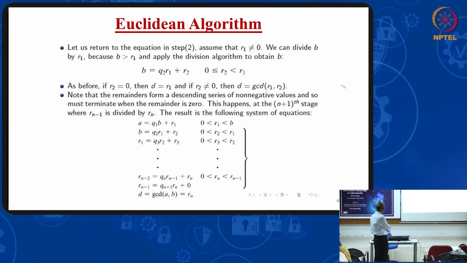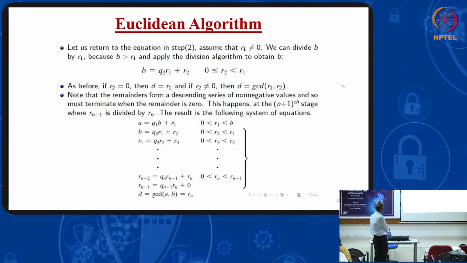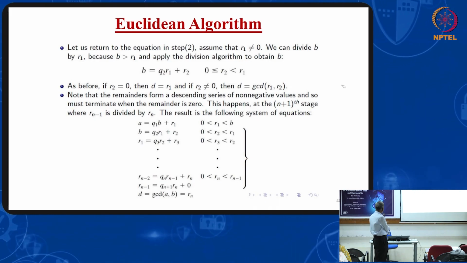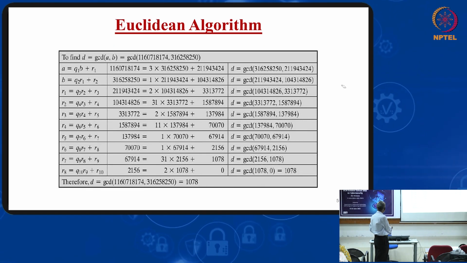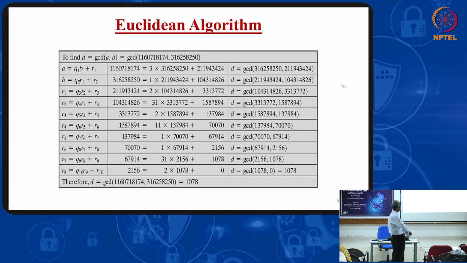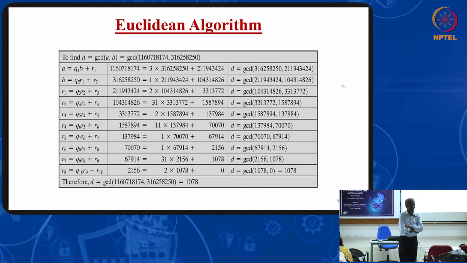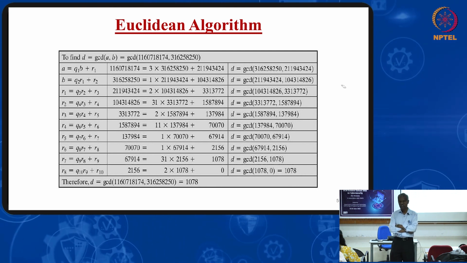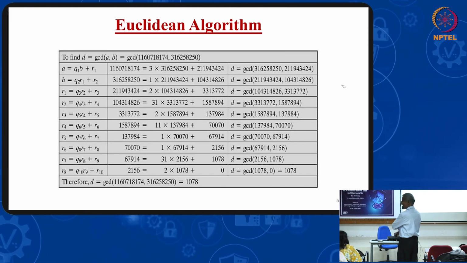The formula is derived like this: A equals Q1 B plus R1, B equals Q2 R1 plus R2, R1 equals Q3 R2 plus R3. Like that, it will go on. If you understood that, you can understand this. Check whether you are able to understand this.